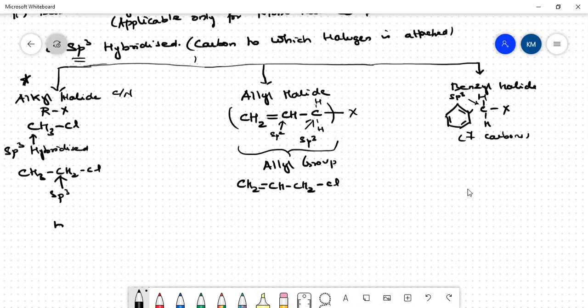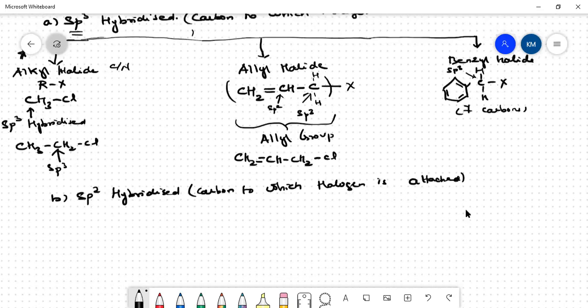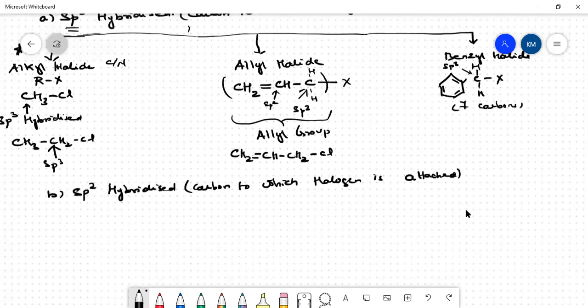Then you can have sp2 hybridized. So அப்படின்னு சொன்னா the carbon to which halogen is attached is sp2. For example, so let's say I have CH2 double bond CH. இதோட ஒரு X attach ஆகும். Okay. இந்த group பேர் என்ன தெரியுமா?